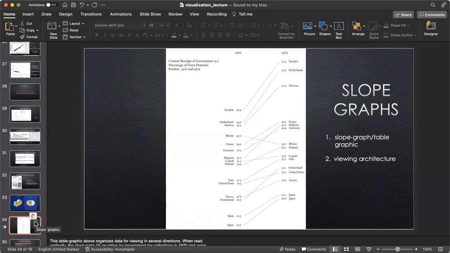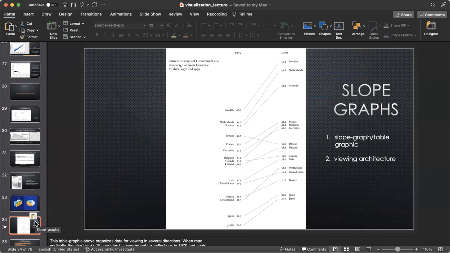Another good way to visualize time series data is what Tufte calls slope graphs. Here it's showing the percentage of GDP of different countries that is received by the government from 1970 to 1979. So Sweden gets about 46.9% of GDP. In 1979, it goes up to 57.4. In Netherlands, it's 44%, goes up to 55.8. In Britain, it's 40%, goes down to 39.